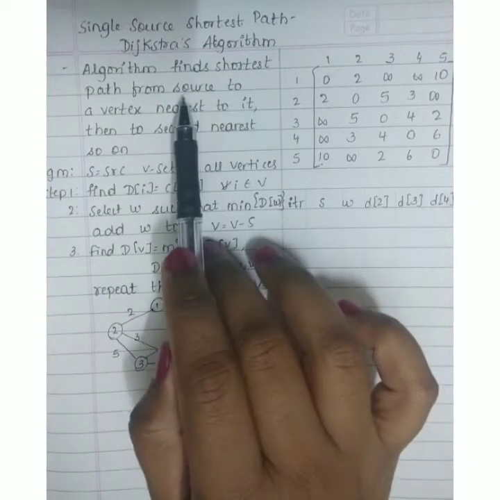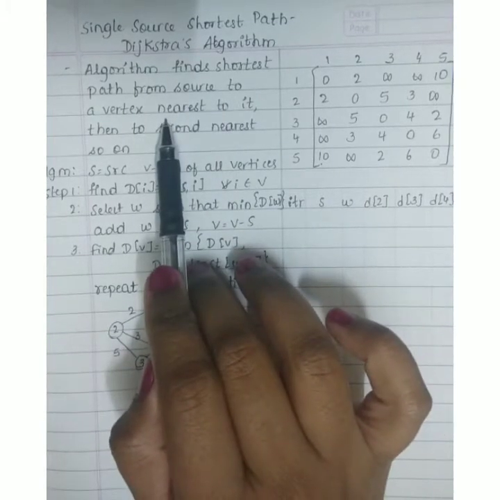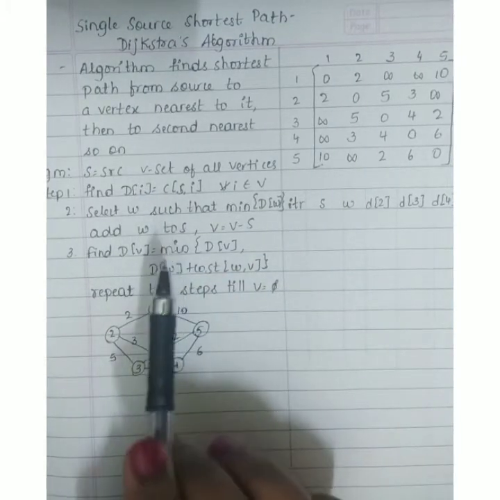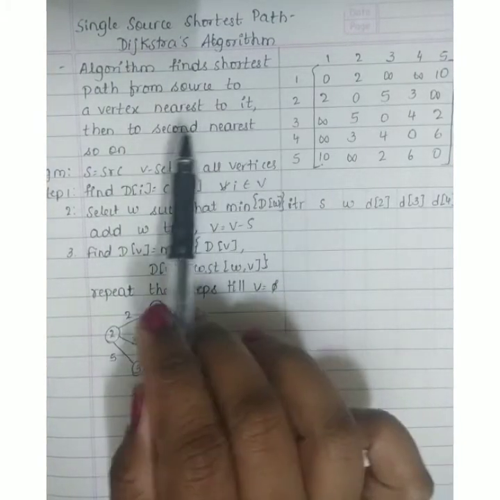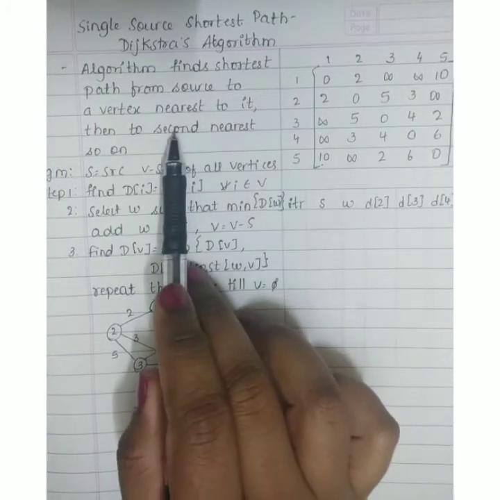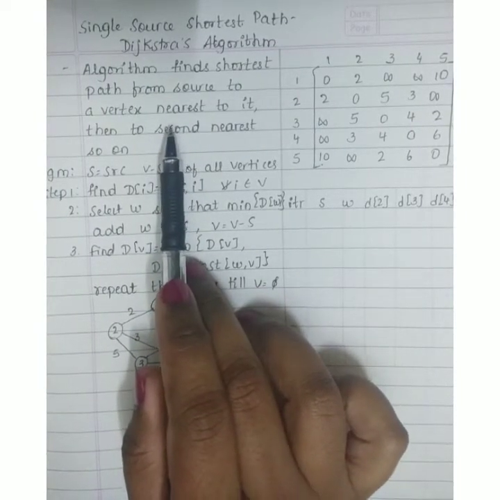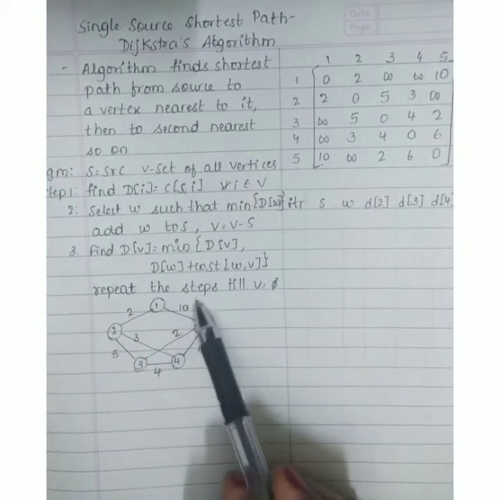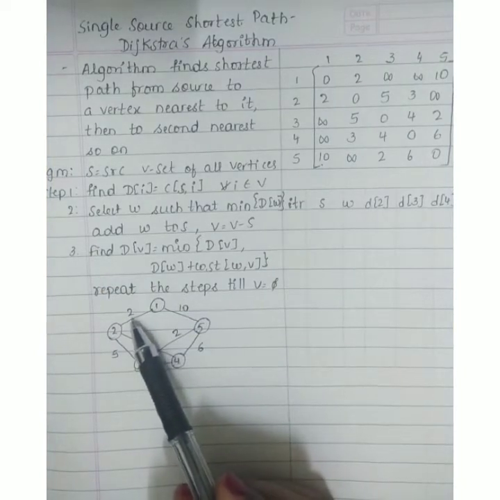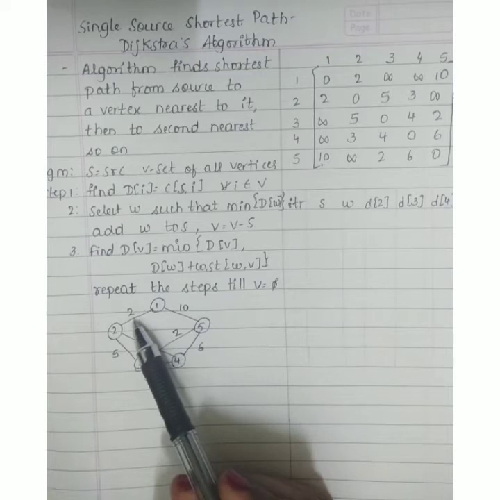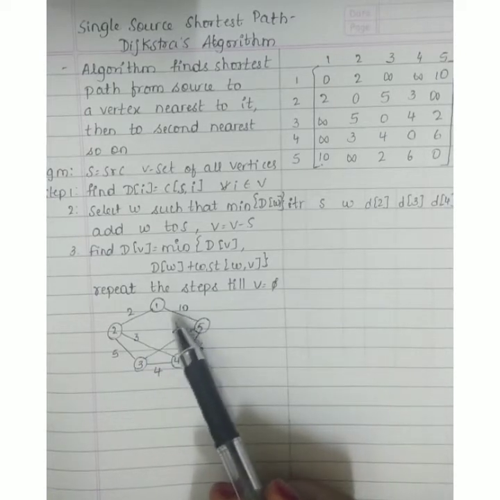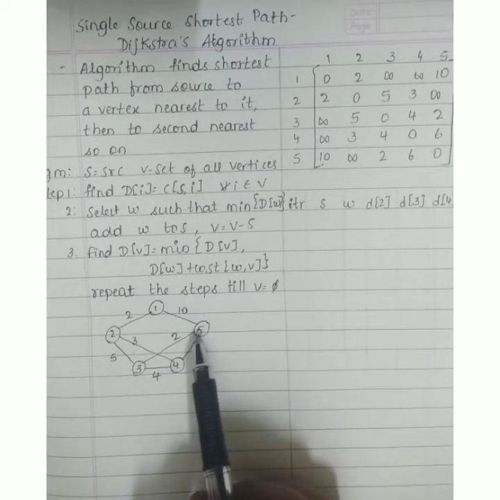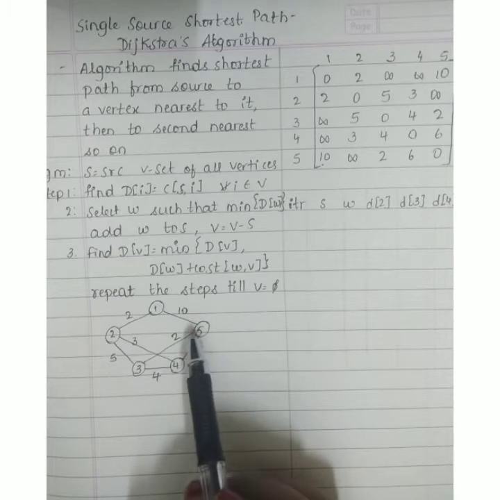It finds the shortest path from the source to the nearest vertex, and then the second nearest vertex, and so on, till it finds the shortest path from a single source to all the rest of the vertices in the graph. It is applicable both for directed and undirected graphs, but we need to see that the weights of the graph should be positive. The algorithm is not applicable if the weights in the graph are negative. So it is applicable for directed and undirected graphs with non-negative weights.